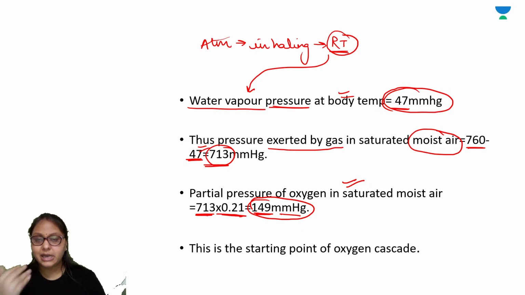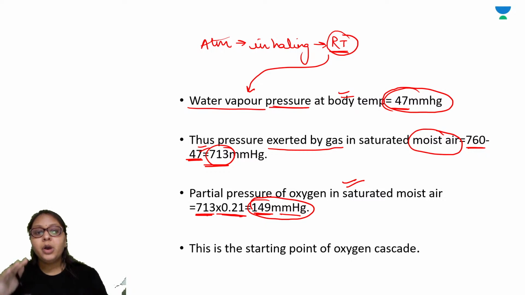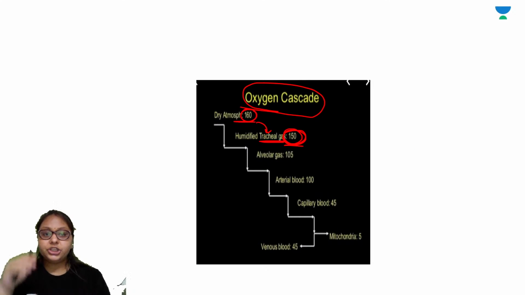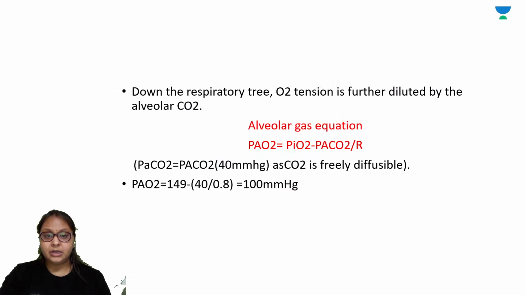So basically in the oxygen cascade, I want to explain how, from the atmosphere, the oxygen pressure was 160 millimeters of mercury. Then when it comes into the trachea, because of the water vapor pressure, it comes down to around 149 millimeters of mercury. That is because the pressure exerted by the gas in saturated air is around 713 millimeters of mercury.